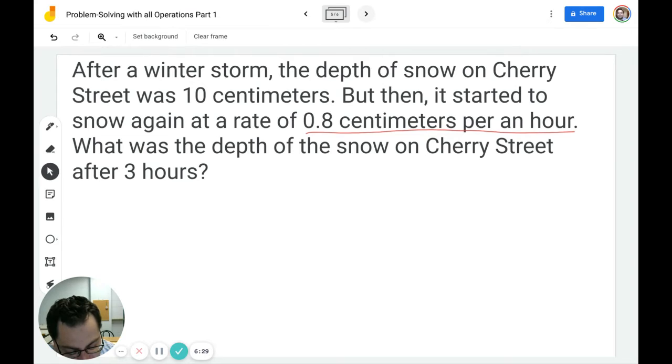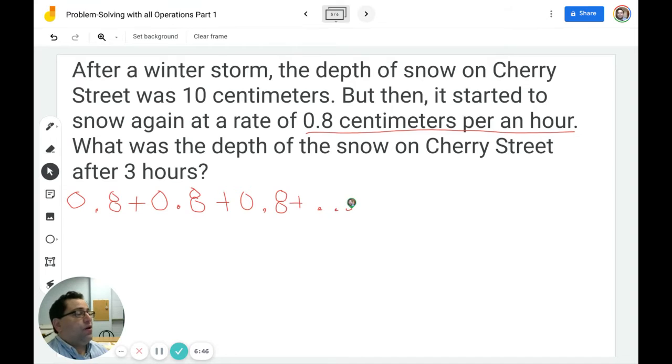So if I have 0.8 after 1 hour, I would have another 0.8 after 2 hours, another 0.8 after 3 hours, and so on, right? We call this repeated addition. And whenever you have repeated addition, it's a fancy way of saying multiplication. So if there was 100 hours and we wanted to calculate, well, then we would just do 100 times 0.8.